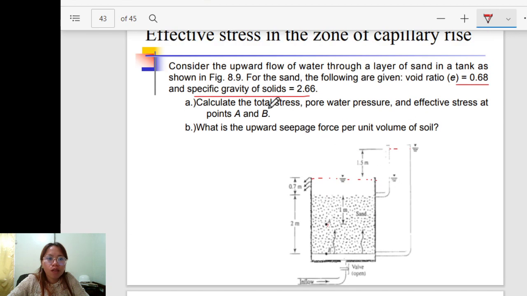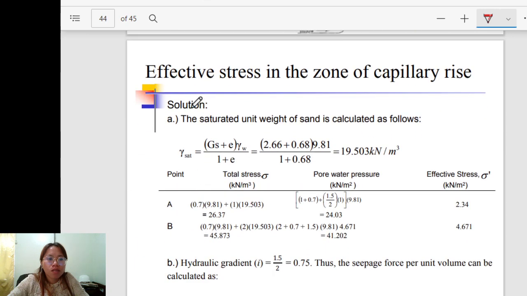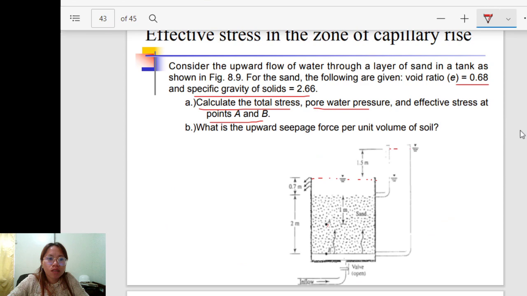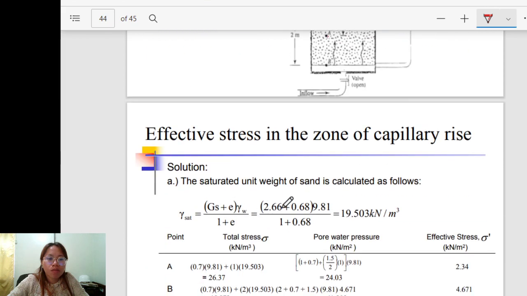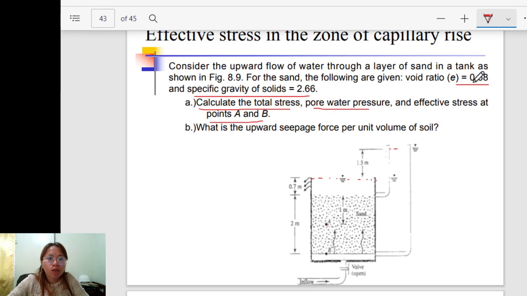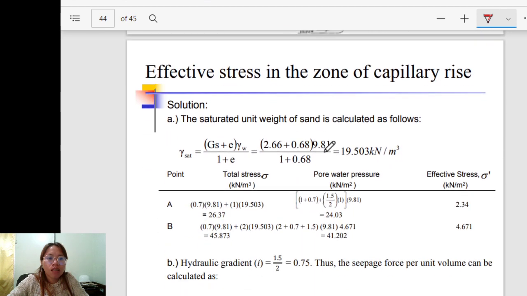So, we are required to calculate the total stress, pore water pressure, and effective stress at points A and B. For A, first, for the solution, the saturated unit weight of the soil is calculated as follows. Remember this formula for the saturated unit weight, where the specific gravity is given as 2.66 and the void ratio is also given, equal to 0.68. So, substitute, then we have this value for the saturated unit weight.